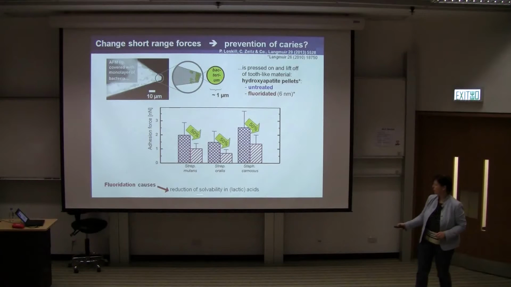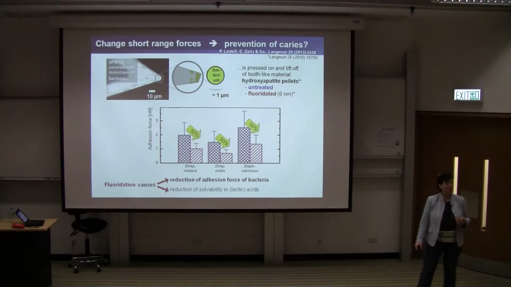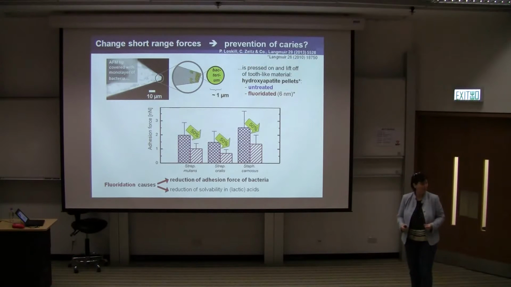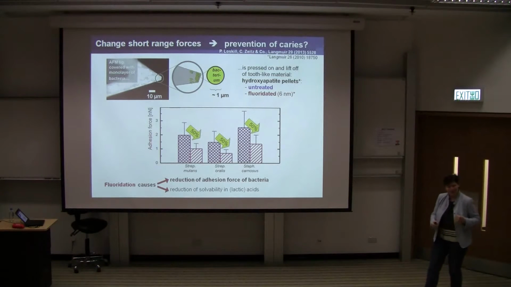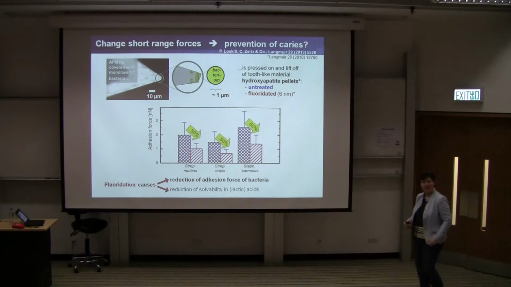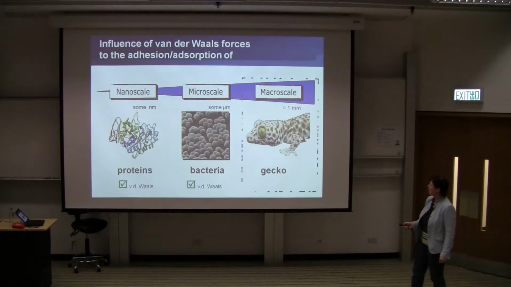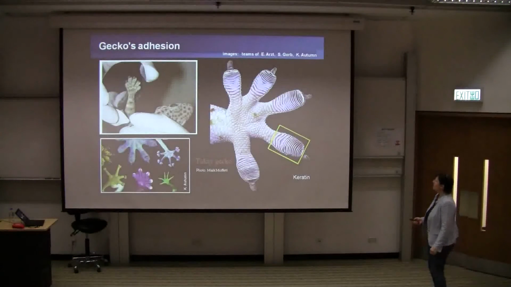So fluoridation causes, and this was reason number 1 that had been published for many years and had been shown in many studies, reduction of the solubility of the lactic acids that are produced by these bacteria eating up the sugar in our mouth. But another reason is that the adhesion force is reduced. So I like this story. Every time I brush my teeth with fluoridated toothpaste, I think, okay, I get rid of these nasty guys just by adding fluoride. Yes, this is the same story. Now we were on the microscale, now go to the macroscale to the gecko.